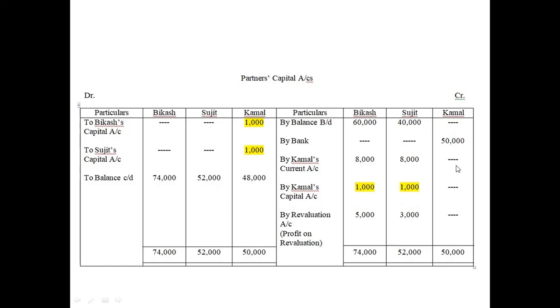Since Kamal is bringing 50,000, its total will be 50,000 here, okay, but don't write 50,000 here. Why? Because you have to subtract these items, that is 1,000 and 1,000. Okay, so 50,000 minus 2,000 will be 48,000. So this is your capital balance, which will appear in the balance sheet now.